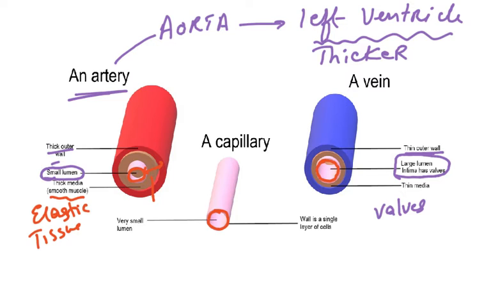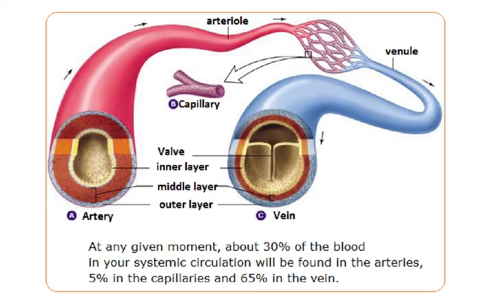But the vein wall is thinner and it has less muscle in it. Why? Because now the pressure is greatly decreased by the time the blood has reached the veins. Another diagram showing you this is the arteries have a very thick wall, and it is the middle layer which actually contains the muscles and the elastic tissue, and then there's an outer layer. So there are three layers: inner layer, middle layer, and outer layer. And of course, in the veins, we have valves.